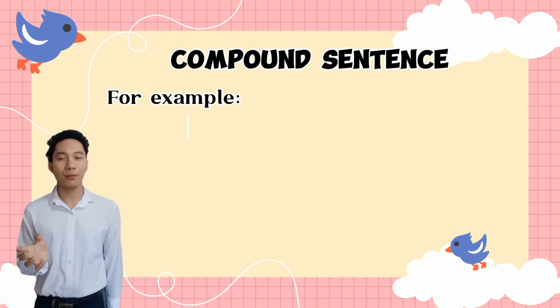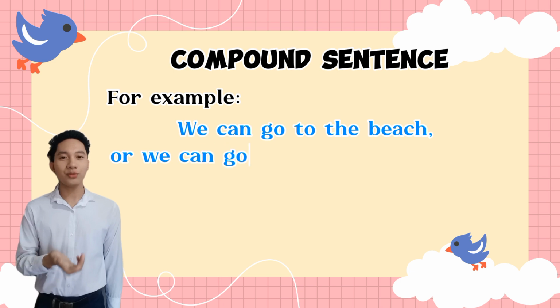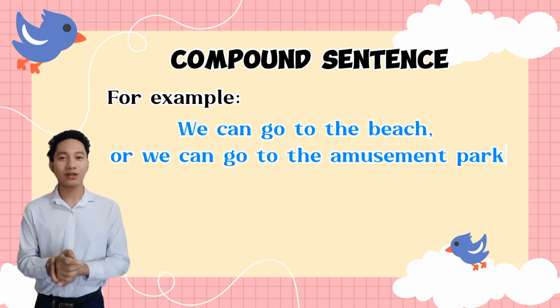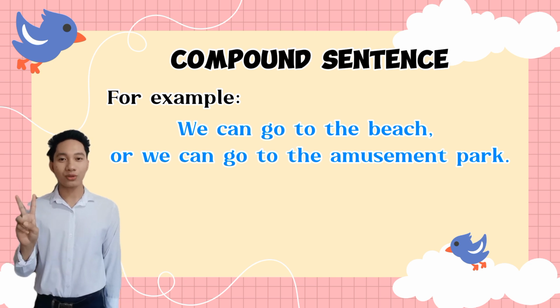So let's have another example. We can go to the beach, or we can go to the amusement park. Still, it is a compound sentence because it contains two independent clauses, right?